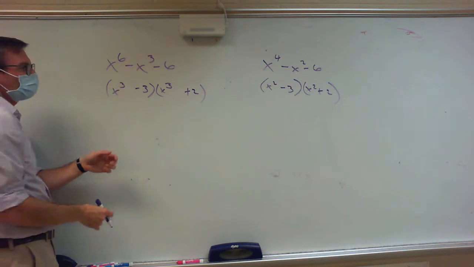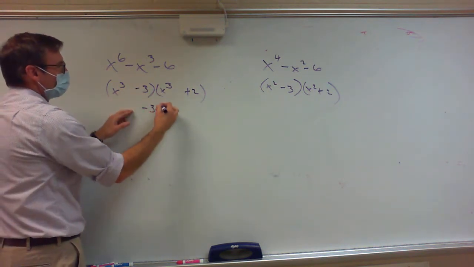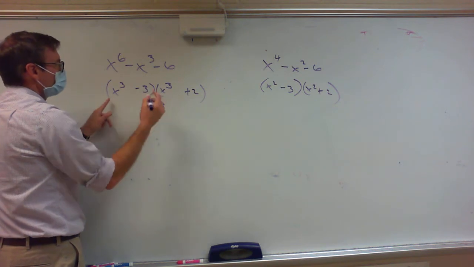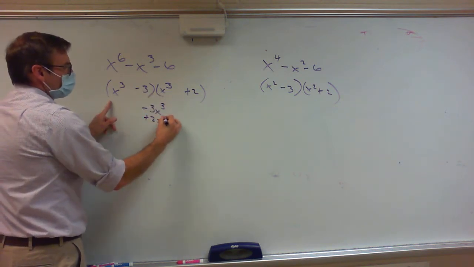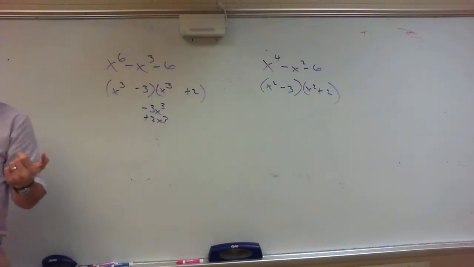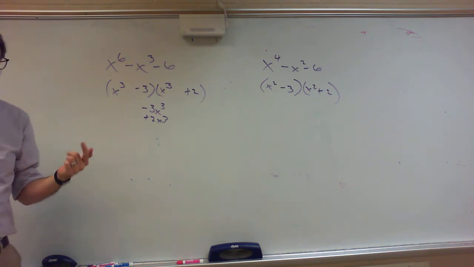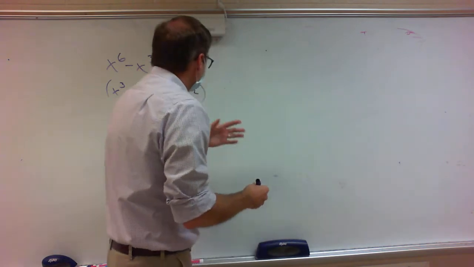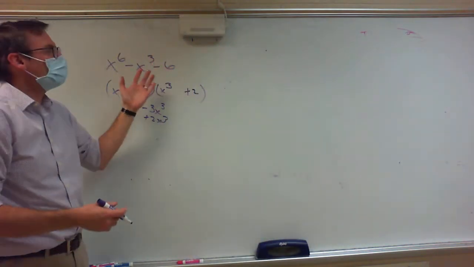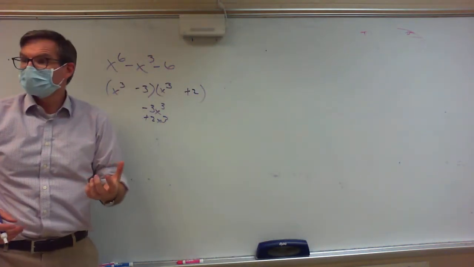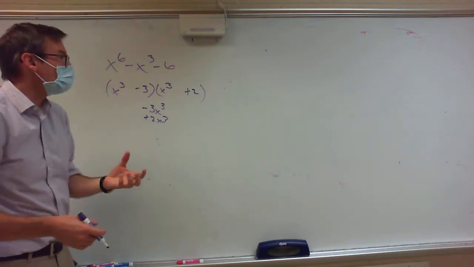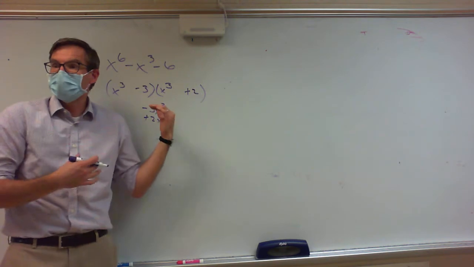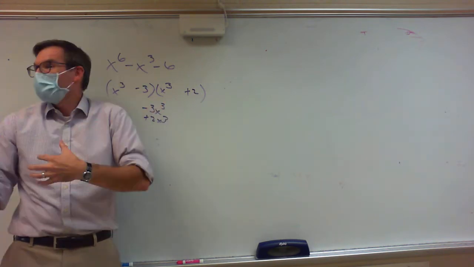And when we multiply it out, this gives me the first term, this gives me the last term. I get negative 3x cubed and a positive 2x cubed, which gives me the proper middle term. Right? So, I should have erased that. This is something called quadratic form. See, quadratic form is when you still treat it like a quadratic, but it's not a quadratic.